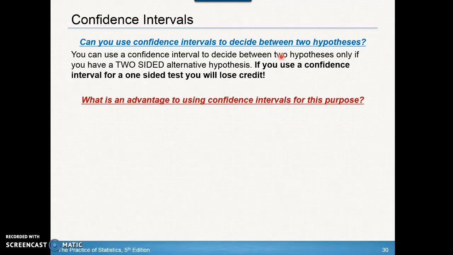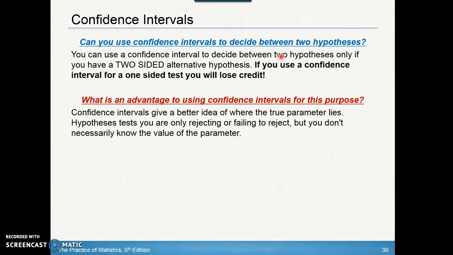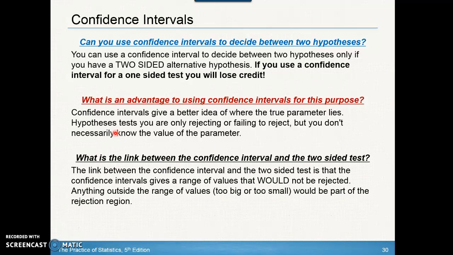What's the advantage of using a confidence interval over just a test of significance? Remember, a test of significance just says reject or fail to reject the null. A confidence interval not only tells us we can reject or fail to reject, but it also gives us a range where the true parameter lies. So hypothesis tests, like I said, are just rejecting or failing to reject, but they don't give us any idea of where the true parameter could actually be, but a confidence interval will do that.